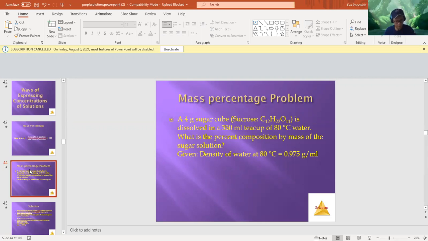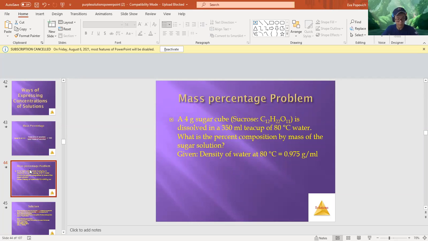So you divide the 4 grams of sugar by the total mass of the combined sugar and water. Exactly. So 341.25 plus 4 grams, and then multiply that by 100 to get the answer. Natalia, did you see that?